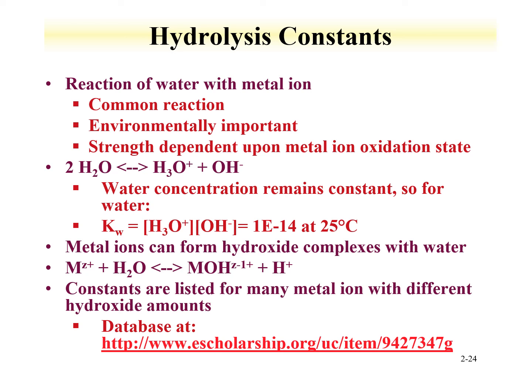Depending upon the metal ion, these ions can form hydroxide products with water. In this example here, the reaction is balanced. These constants are listed for many metal ions with different hydroxide amounts, so mono, di, and trihydroxide, and an example of the database is provided here. What's important about these hydrolysis constants, and we'll get to this in the next lecture, is that they vary according to some of the properties of the metal ion, particularly the charge on that metal ion.